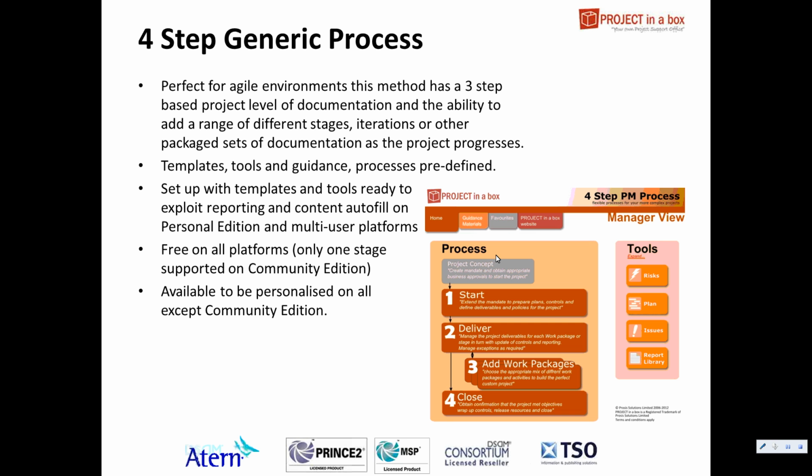Four-step generic process. This uses the same framework as the three-step for the project level, but it allows you to add multiple deliverable packages within there. We're calling them work packages here, but they can be a PRINCE documented type of stage, they can be an agile iteration with time boxes, etc. They can be anything else that you want them to be, and we provide a purchasing approach for an external purchase, and also a desk study documentation type activity as well. You can build your project up to have as many of these different combination elements as you want to.